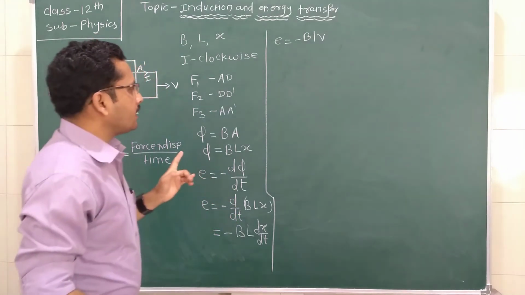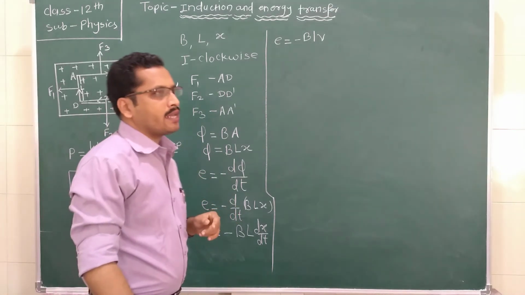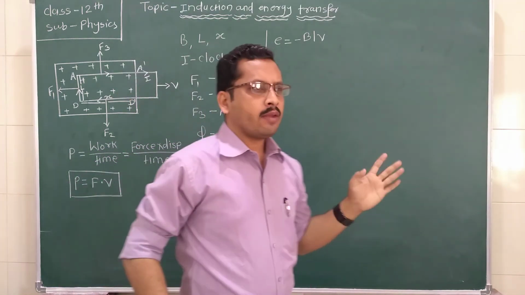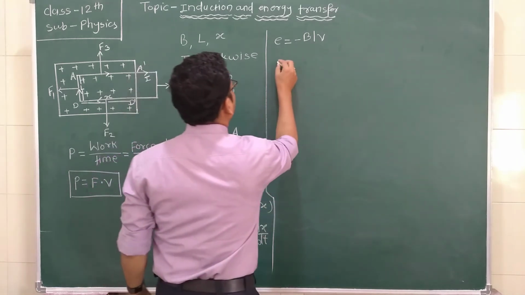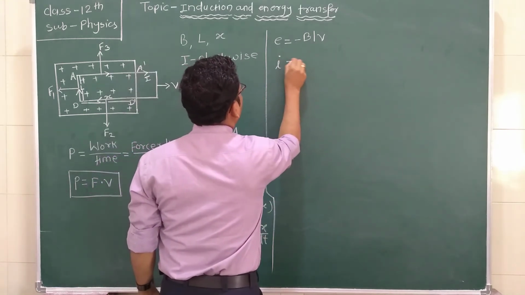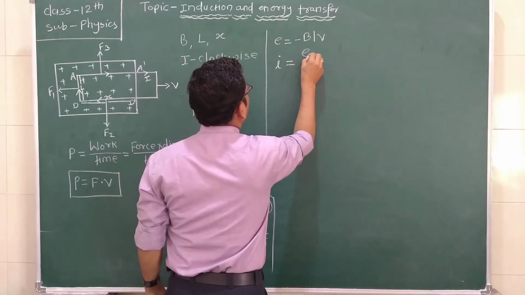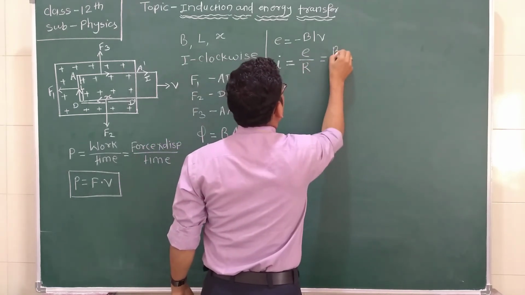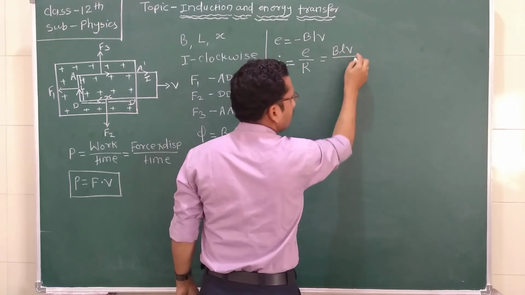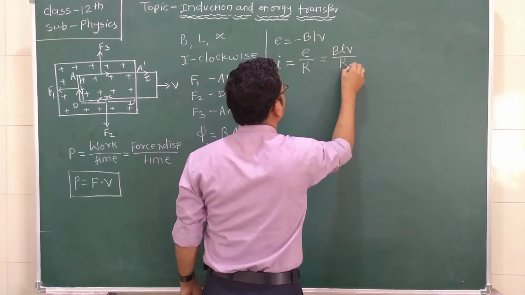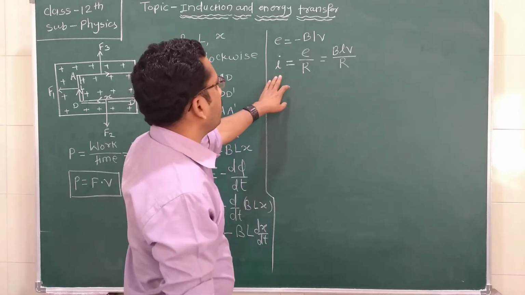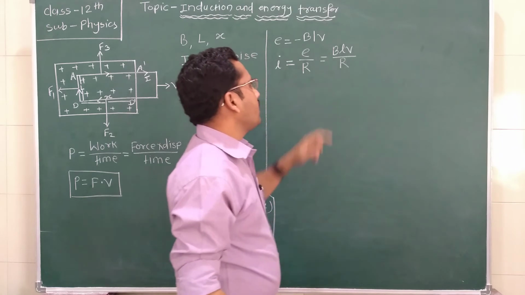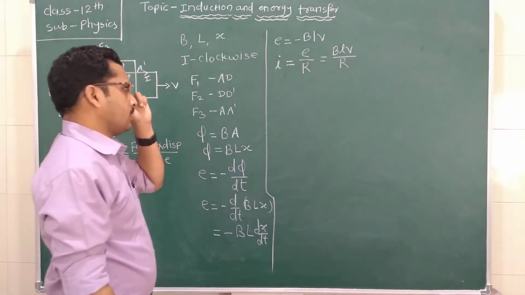Now consider a resistance connected inside the loop. Therefore we can write the current induced in this loop, I, is equal to E divided by R, which is equal to BLV divided by R. So the amount of current induced in this loop is I equal to BLV divided by R.